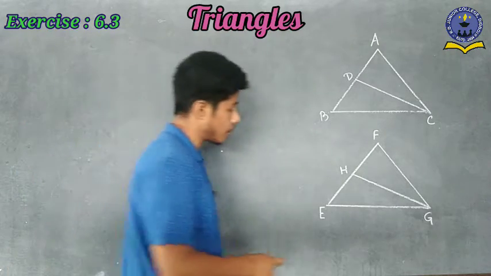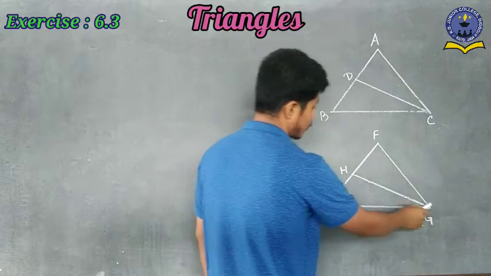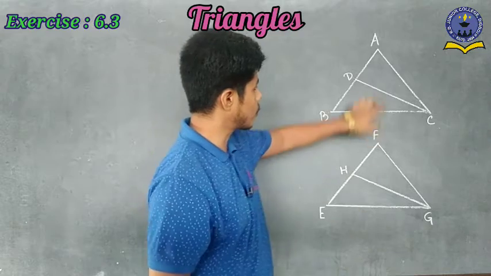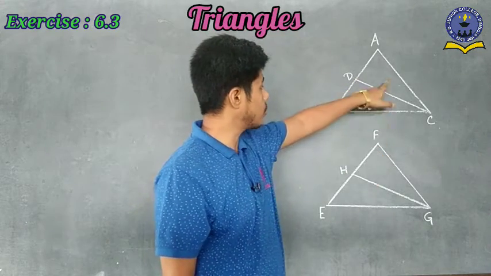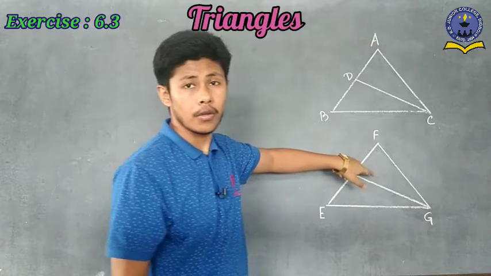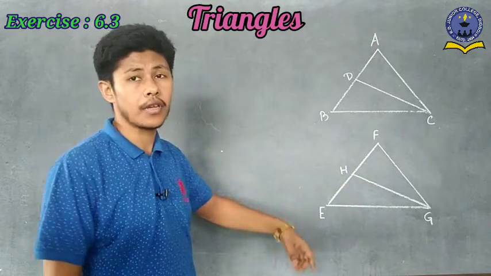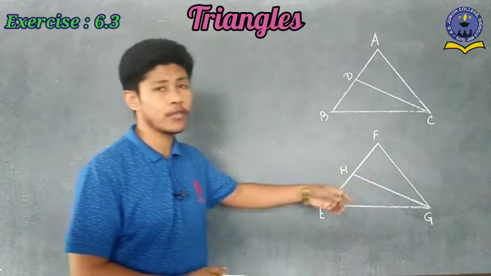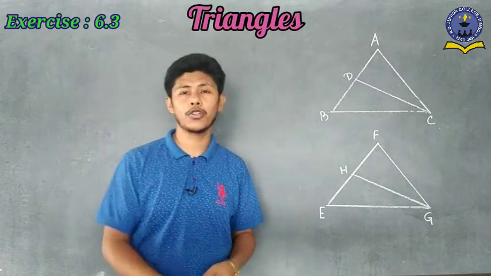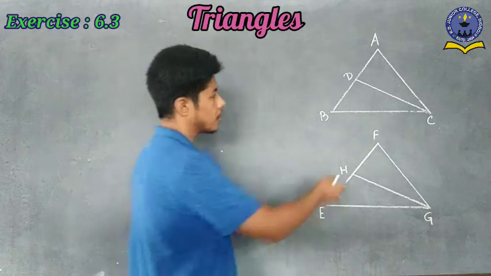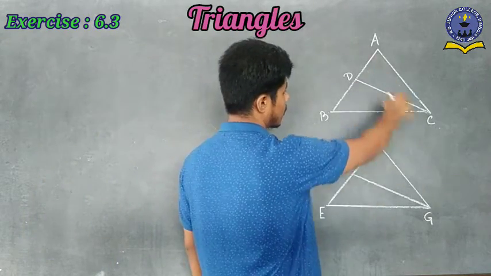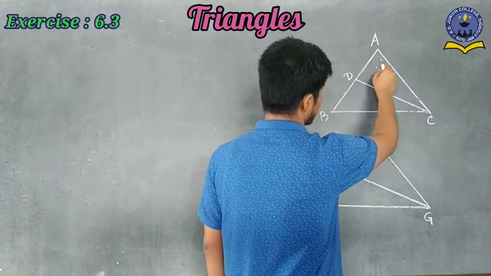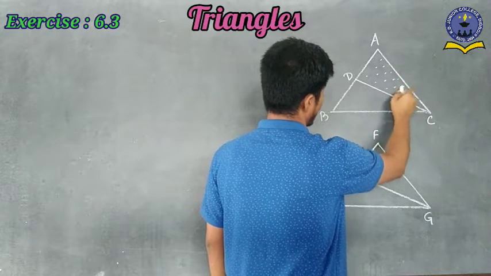So the ratios of the sides of these two triangles are given, is it not? So how can we proceed with the question? First of all, we have to check which angles or which ratios are given, and identify them. In this case CD and GH are given, as well as AC and FG. So in this case we have to take these two triangles. Is it clear? We have to take these two triangles.